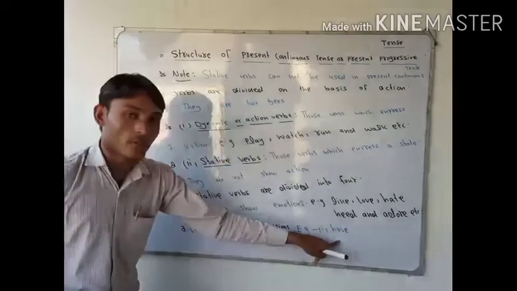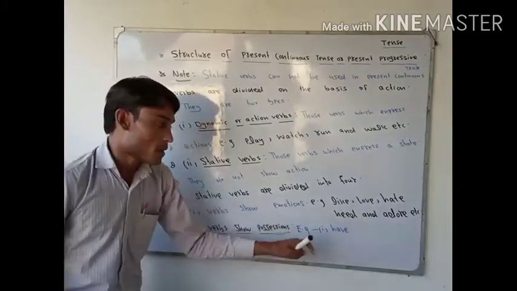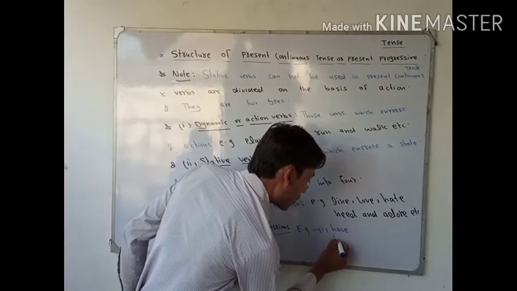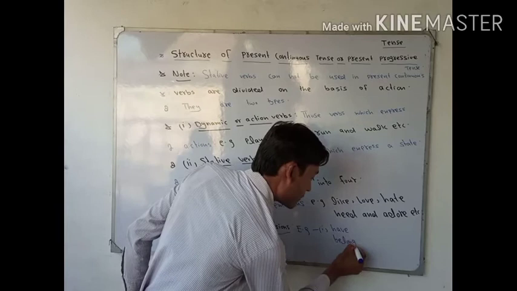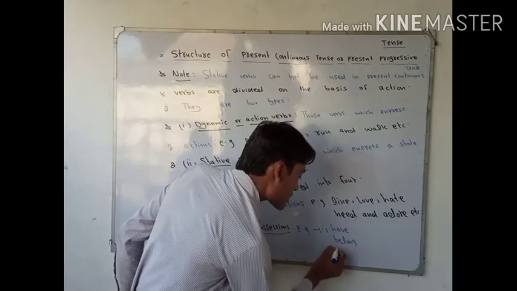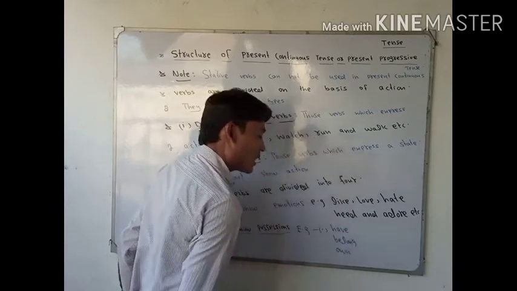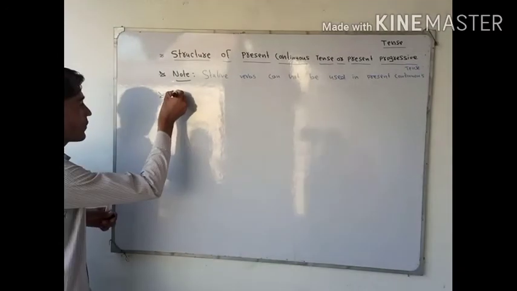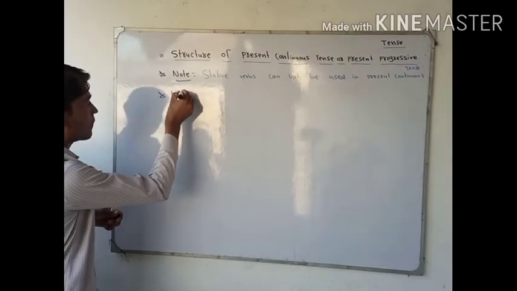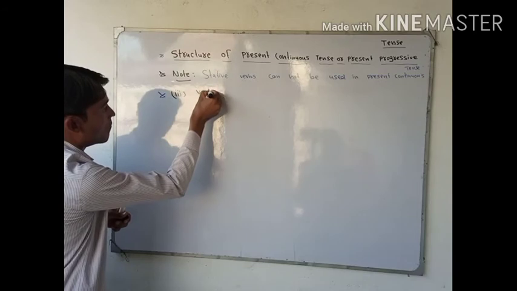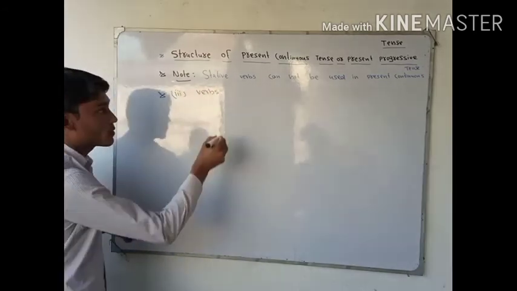Have is what kind of verb? It is called a possession verb. The second is belong, B-E-L-O-N-G, belong. The third one is own. The third type is verbs that show senses.